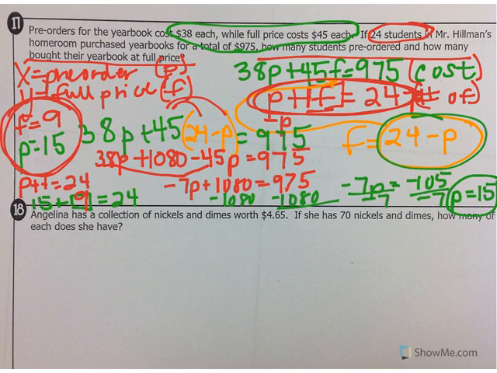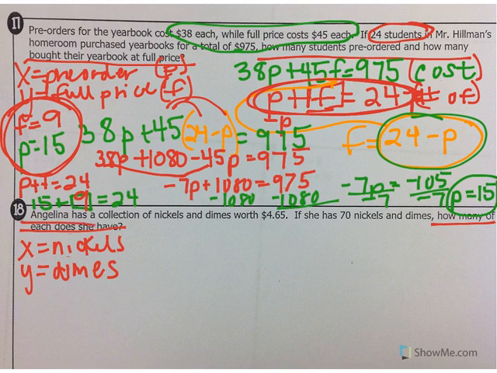All right, the next one, number 18, and this is going to be on your test. It says that Angelina has a collection of nickels and dimes worth $4.65. If she has 70 nickels and dimes, how many of each does she have? So how many of each? Each is talking about X is your nickels and Y is your dimes. So we're saying how many nickels and how many dimes.